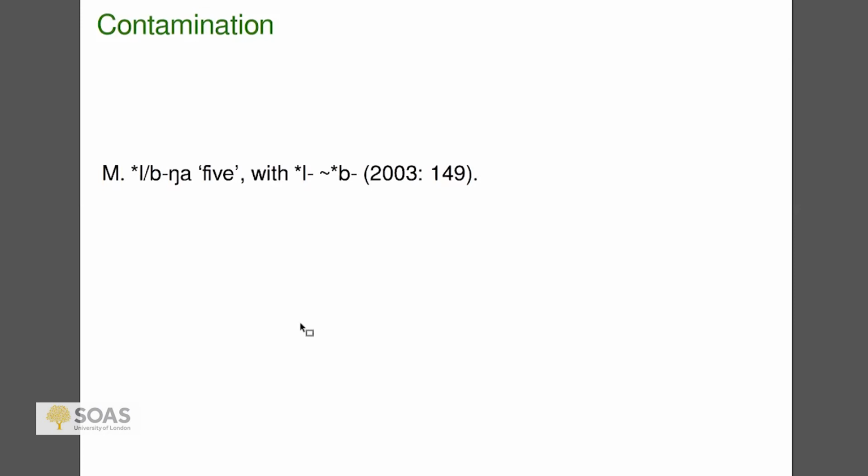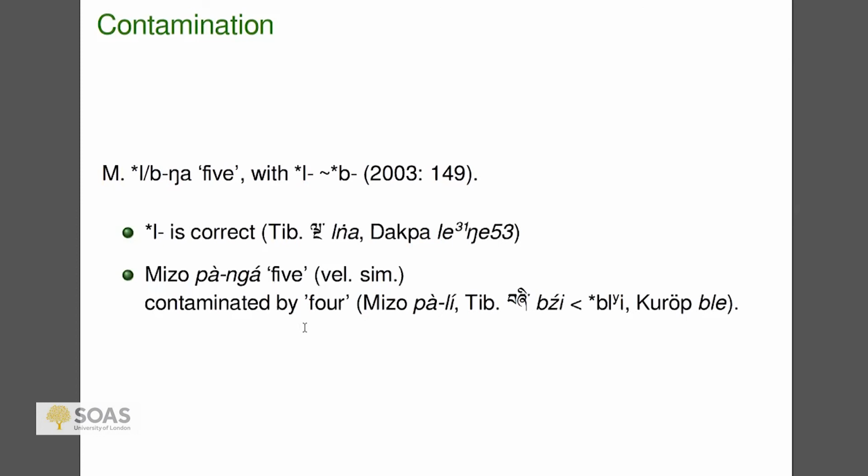So we think the L is etymological, which is to say the Sino-Tibetan word for five was lunga, like we get in Tibetan and in Dakpa. And we think that words like Mizo panga with a P, the P has been copied from four. So almost the mirror image of what happened in Germanic, where Germanic copied a P from five to four, and we think the P inside of Tibetan was copied from four to five. And you see that in the word for four, Mizo has a pa, and Tibetan has a pa, and Kurtöp, which is a language spoken in Bhutan, as is Dakpa. So that's our explanation: the B is new, caused by contamination, the L is old.